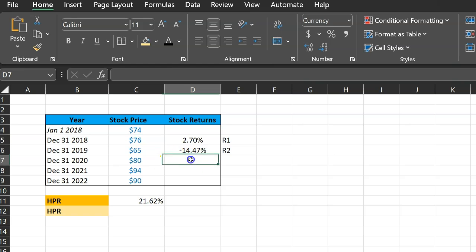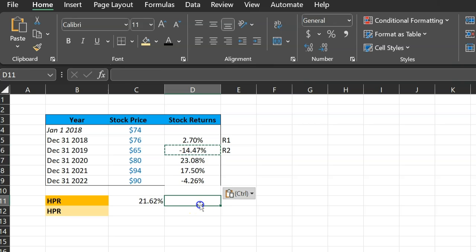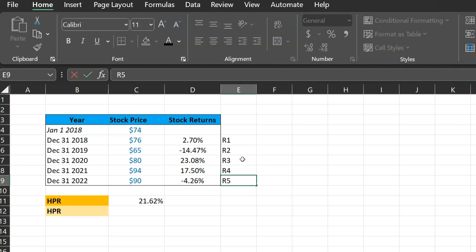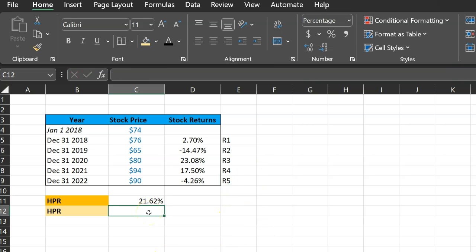And you can use a similar logic to understand your returns in the third, fourth, and fifth year. So I'm going to copy this and paste this through and through. And so these are the returns that you're making in year 1, 2, 3, 4, and 5. I'm going to call them R1, R2, R3, R4, and R5, respectively. These are your returns. So now why am I calculating these returns?